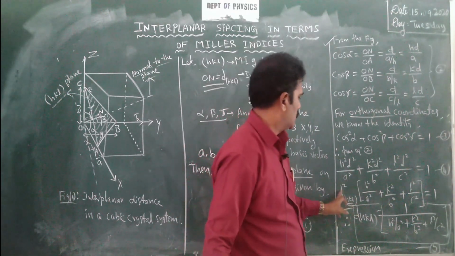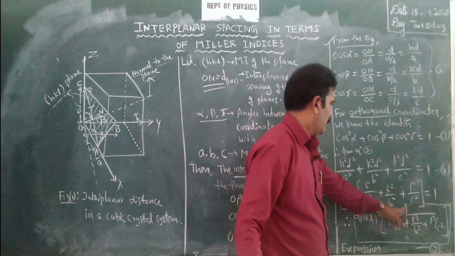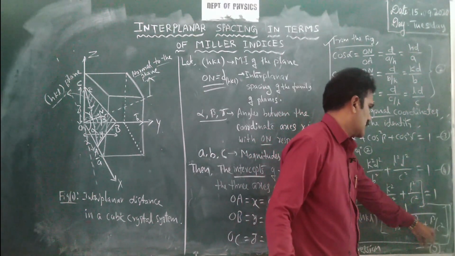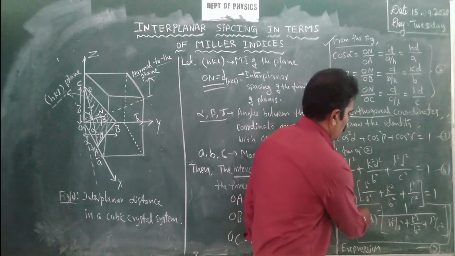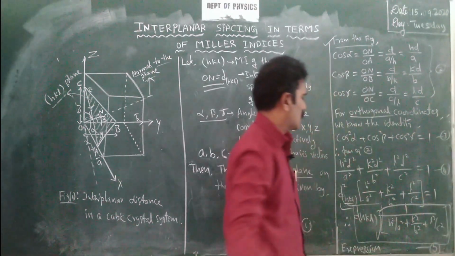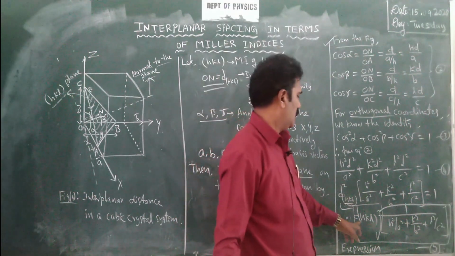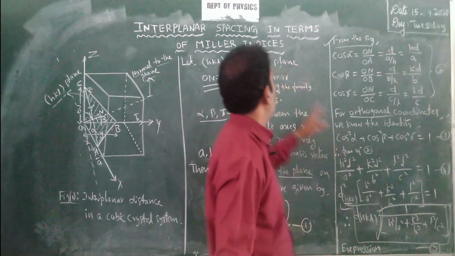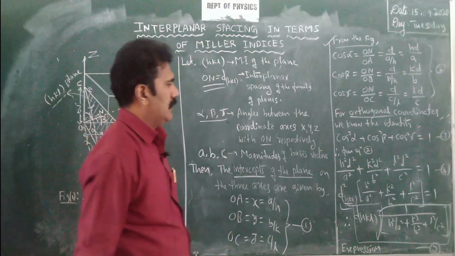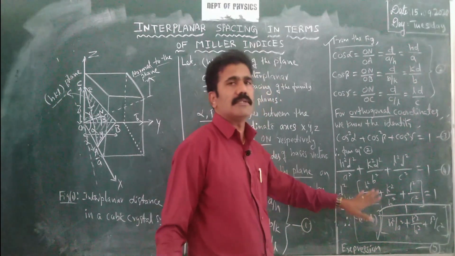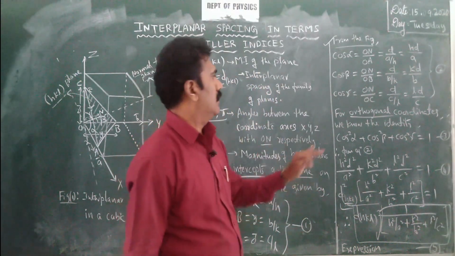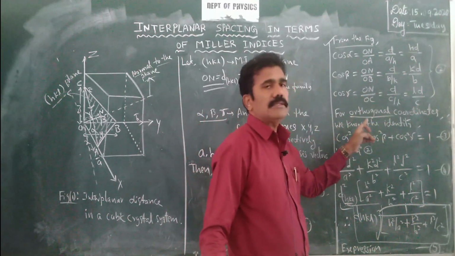So d hkl square is actually equal to 1 by h square by a square plus k square by b square plus l square by c square. We want d, so you have to put the square root on that. By taking the square root on both sides, you will get the expression for d hkl. That is the expression for the interplanar spacing in terms of Miller indices, and it is applicable for crystal systems that are cubic, tetragonal and orthorhombic, where the orthogonal coordinate condition is applicable.